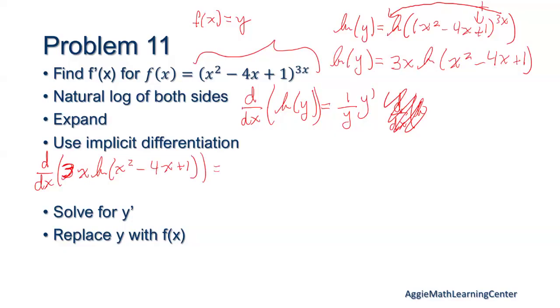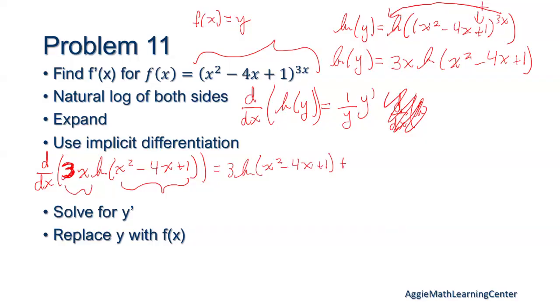Okay. What rule are we going to use in order to do this? Chain rule, definitely, for this guy. And then how are we going to handle having this 3x out here? Product. Yeah, the chain rule and the product rule. So let's do derivative of 3x first. So it'll be 3 natural log x squared minus 4x plus 1.